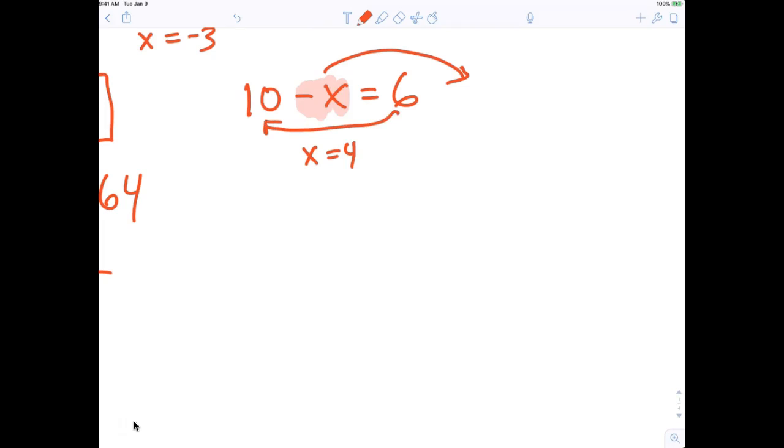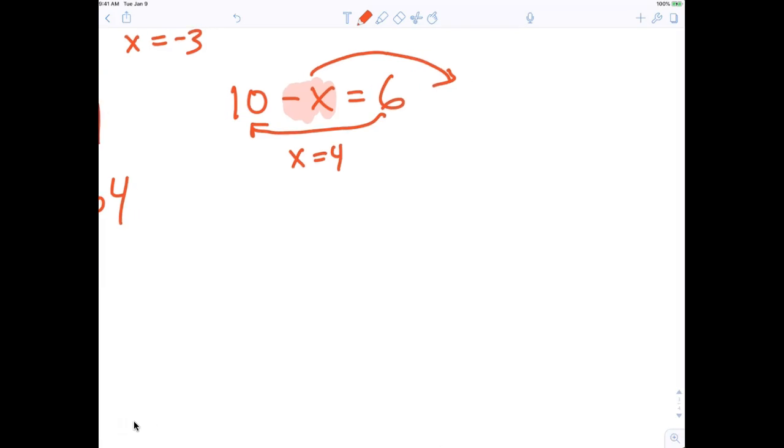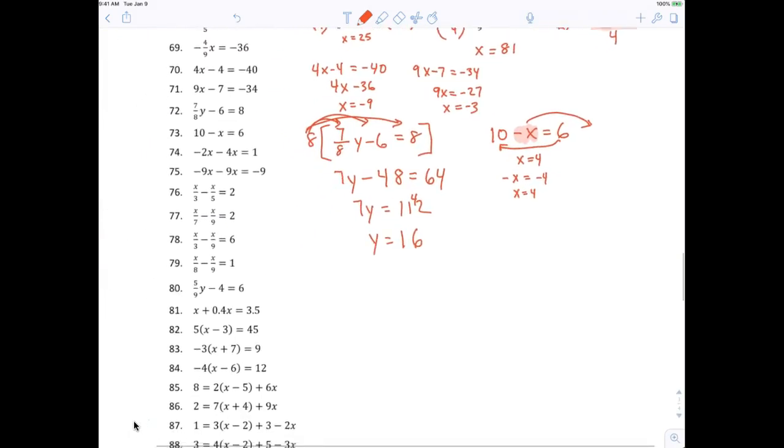What? You could. You could. Now watch. When you subtract 10, that would be negative x equals negative 4. No, it's right. But when there's a negative x, that means change the sign. So that makes it positive 4. So we got the same answer, we just did it differently. Figure that? Okay.